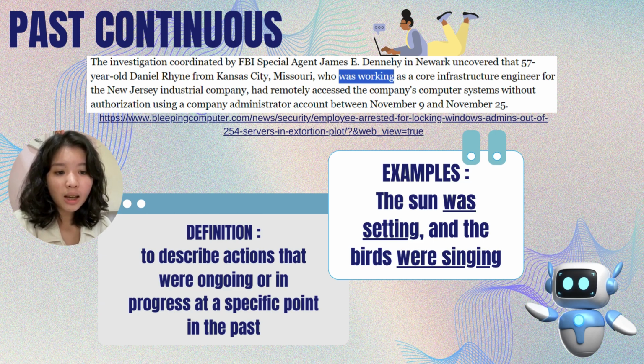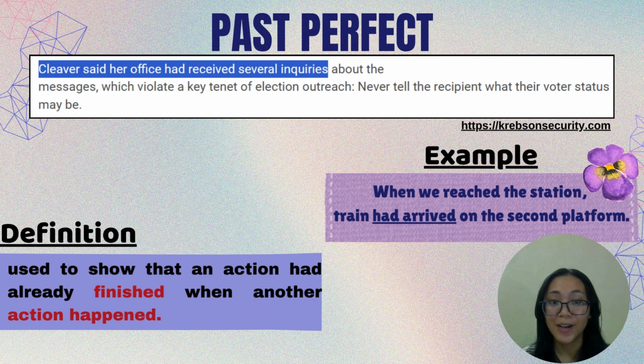Was setting and were singing are both past continuous. Okay, next, let's look at the past perfect tense. The past perfect tense is defined as the form of a verb that is used to show that an action has already finished when another action happened. So let's read the articles together.